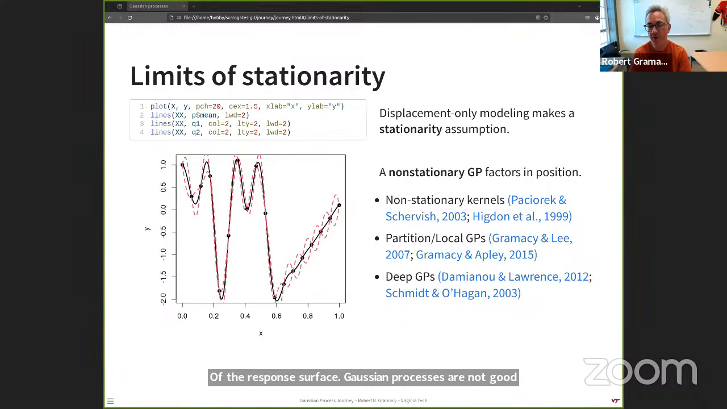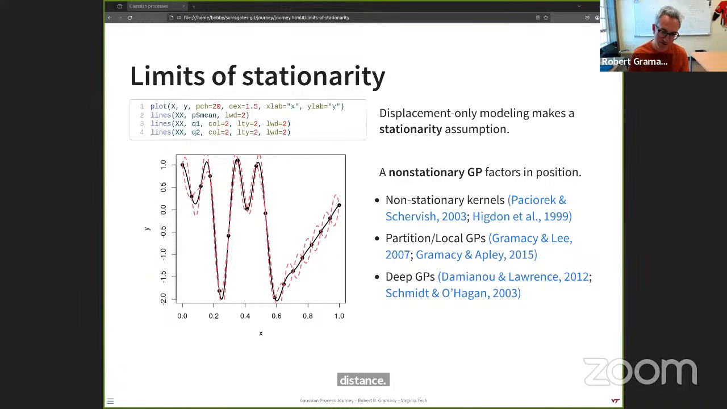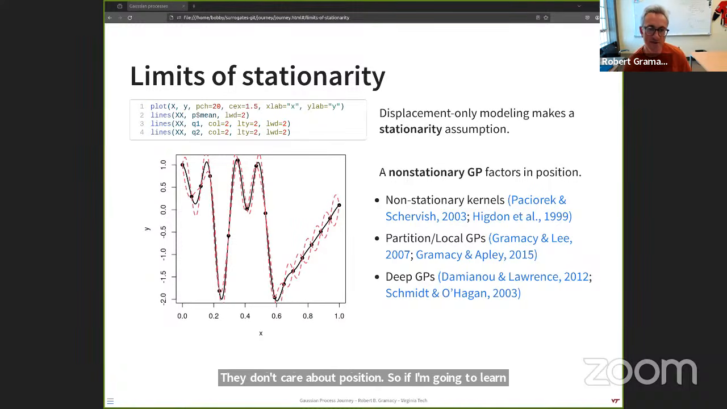Gaussian processes are not good at this out of the box, or the way that I've described them to you, because the only thing they care about is distance. They don't care about position. So if I'm going to learn a covariance matrix, it's going to be the same everywhere. All that's going to matter is the displacement between the pairs of inputs, not the actual location in the input space where their data are observed.